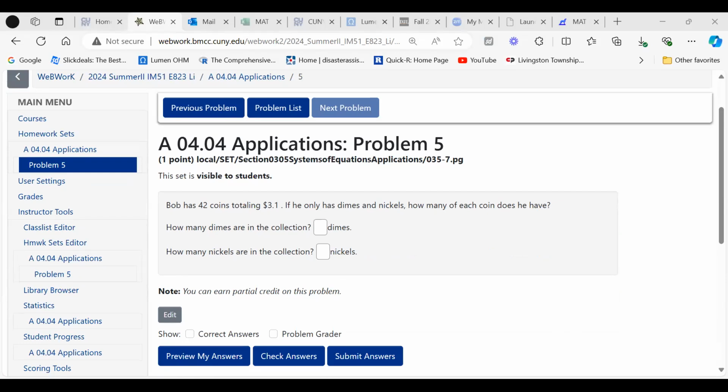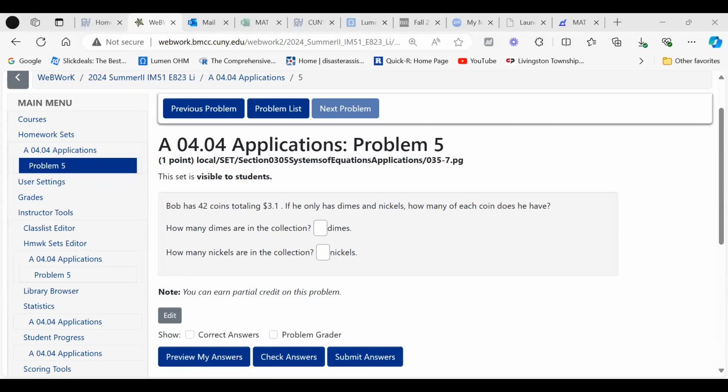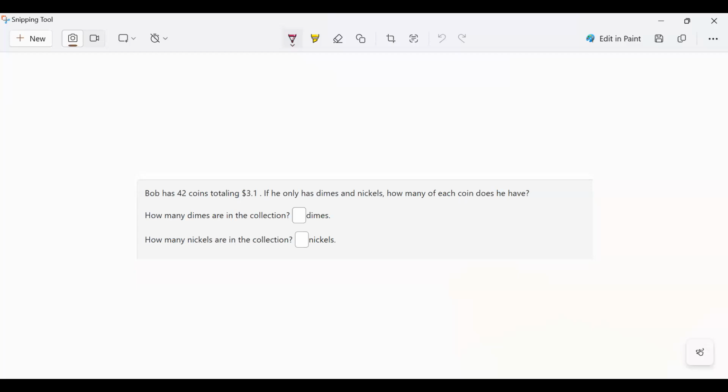Okay, now after this we finish chapter 4. I'm going to start on chapter 5 on exponents and polynomials. Let's finish this question really quickly. So let's say Bob has two types of coins, right? We have dimes and nickels.